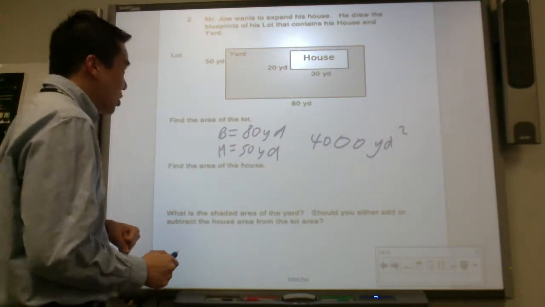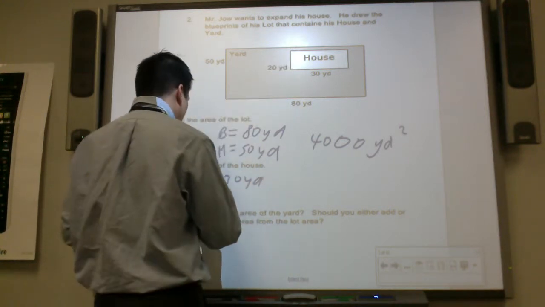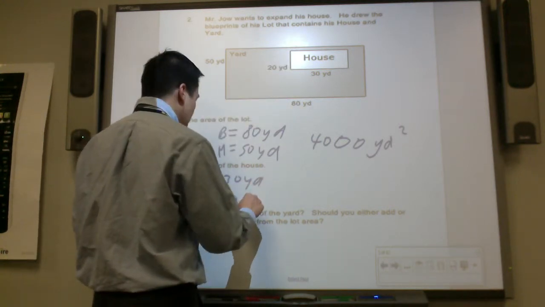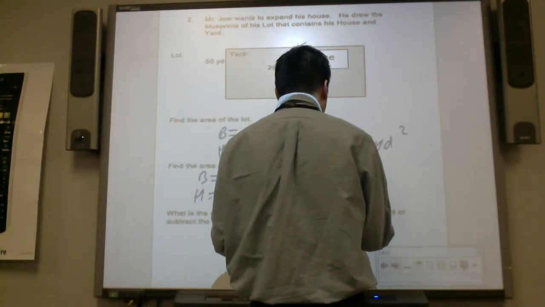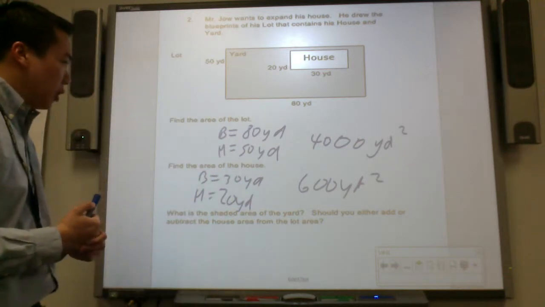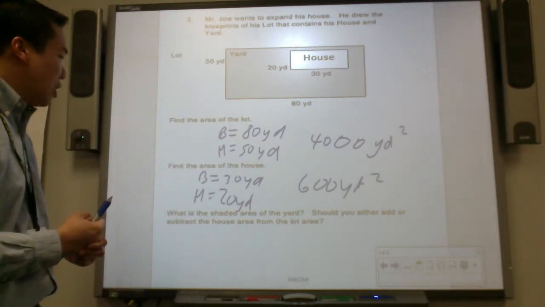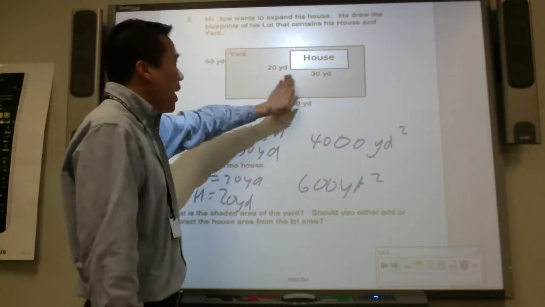Find the area of the house. Base times height. The base is 30 yards. The height is 20 yards. So base times height, or length times width, is 600 square yards. Now, what is the shaded area of the yard? Should you either add or subtract the house area from the lot area? So the shaded area is the grass.